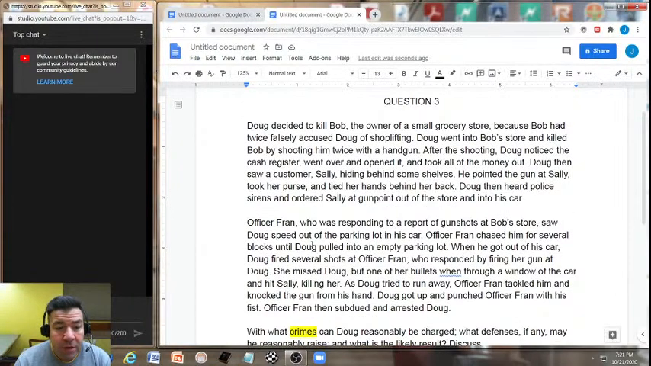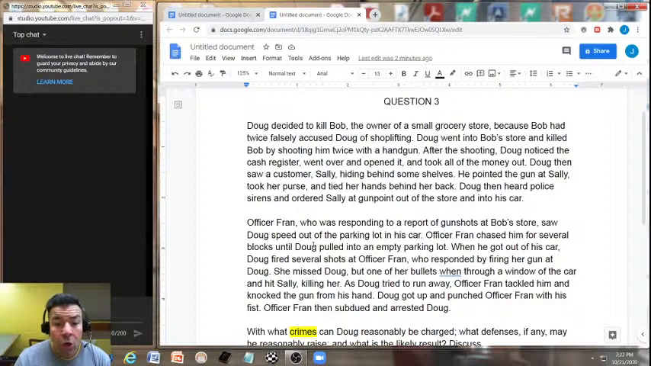In the Q, we read, Doug decided to kill Bob, the owner of a small grocery store, because Bob had twice falsely accused Doug of shoplifting. Doug went into Bob's store and killed Bob by shooting him twice with a handgun. After the shooting, Doug noticed the cash register, went over and opened it, and took all of the money out of it. Doug then saw a customer, Sally, hiding behind some shelves. He pointed the gun at Sally, took her purse, and tied her hands behind her back. Doug then heard police sirens and ordered Sally at gunpoint out of the store and into his car.